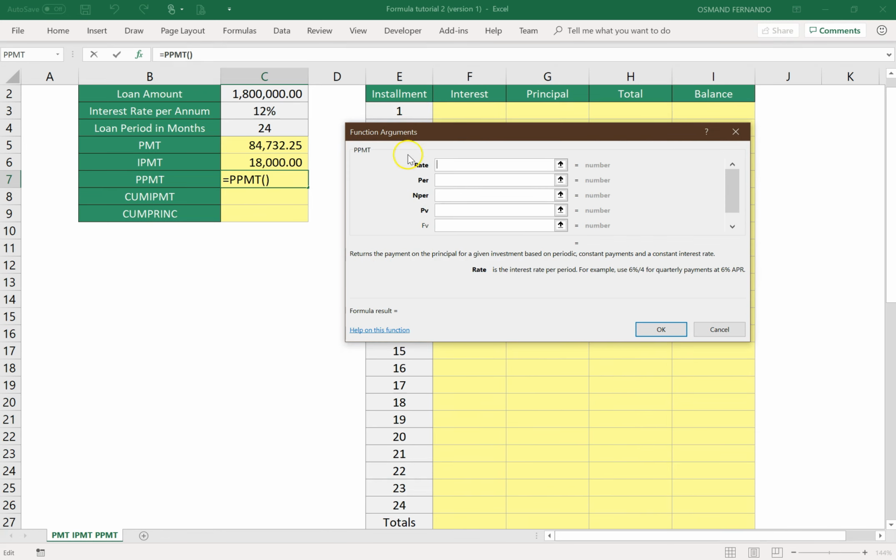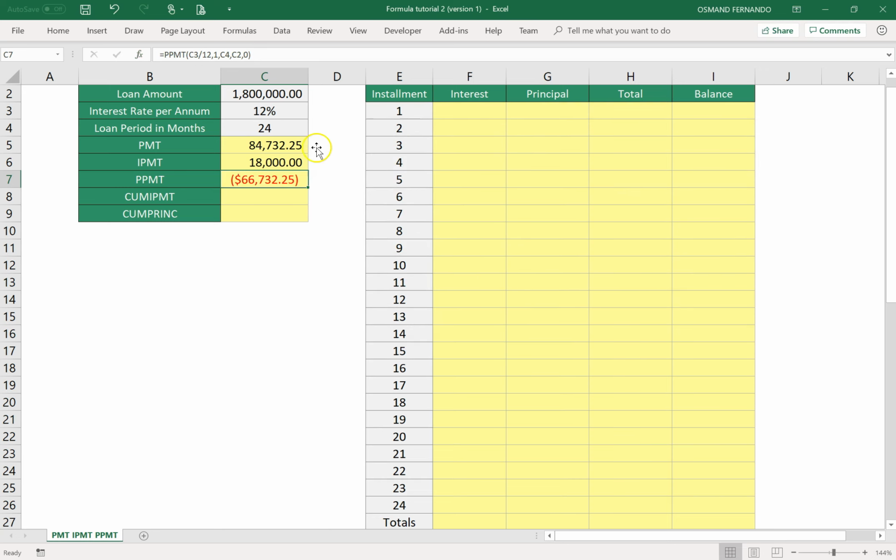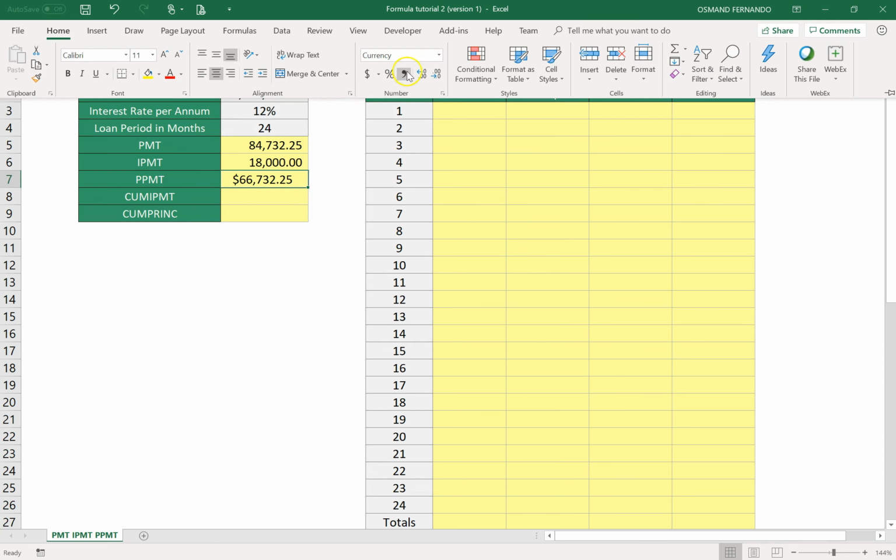Under the function argument again, rate 12% divided by 12, and then PER, the period number 1, and total number of periods that you are going to pay, 24, and then the present value 1.8 million, C2, future value 0. Hit enter or click OK, put the minus in front of PPMT, hit enter, and change to comma style.